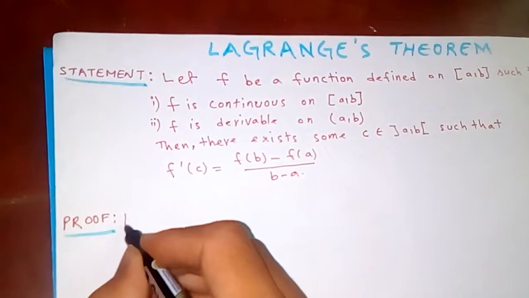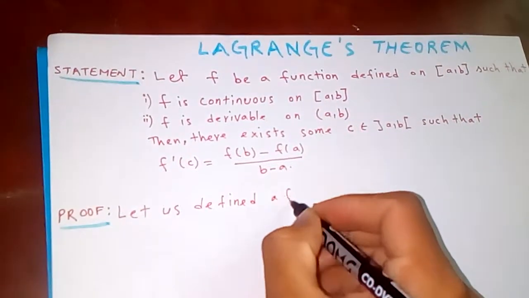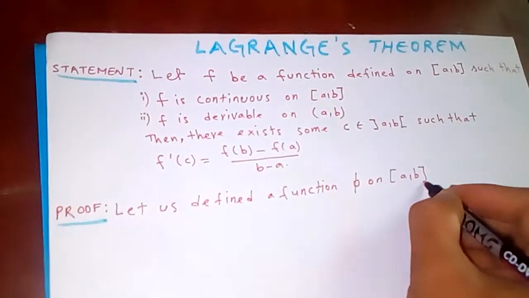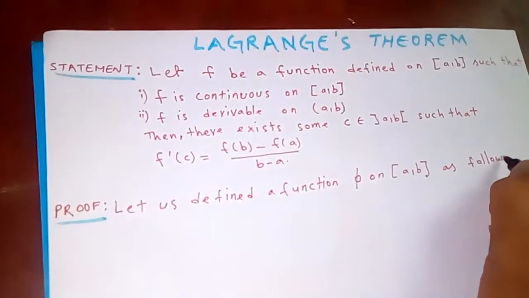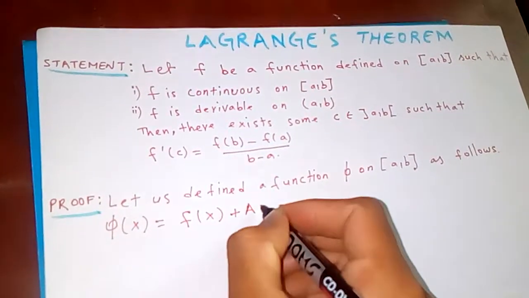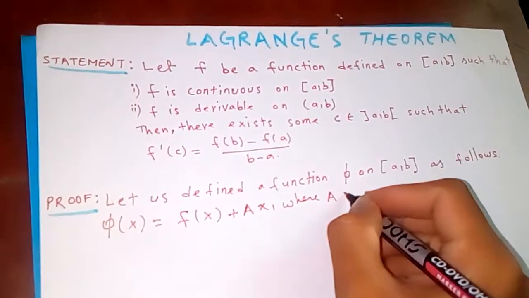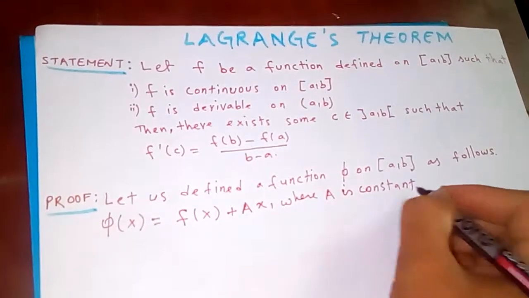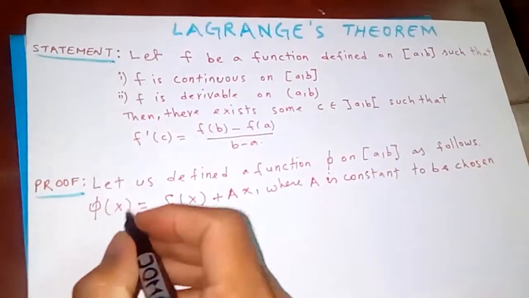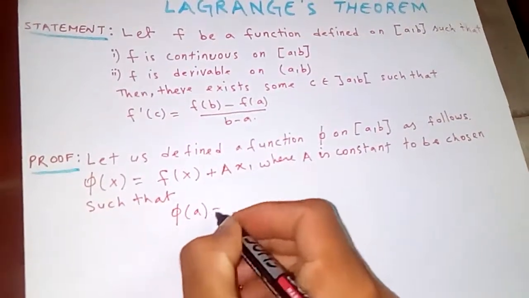Now let us prove. Let us define a function phi on closed interval [a, b] as follows: phi of x is equal to f of x plus A x, where A is a constant to be chosen such that phi of a is equal to phi of b.